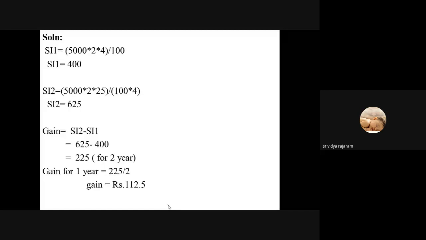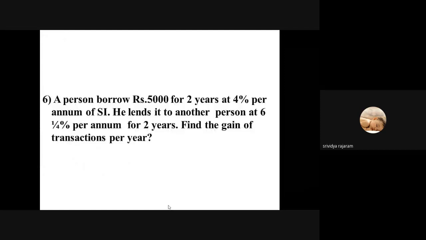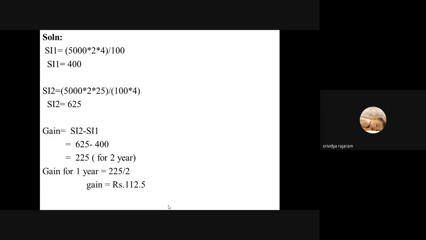Everyone said 225 as the answer, but make a note here. He's borrowing 5,000 for two years. Similarly, he's lending that 5,000 for 2 years. So this 225 will be the profit amount which he will get for the entire 2 years. But the question being asked is to find the gain of the transaction per year. So they're asking what gain he will get for only 1 year, but we have it for 2 years.